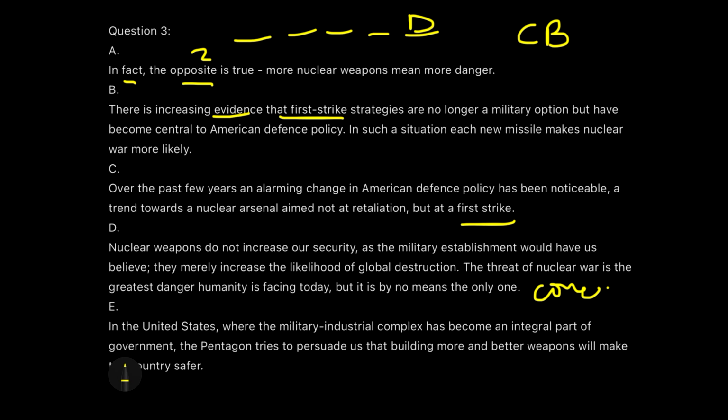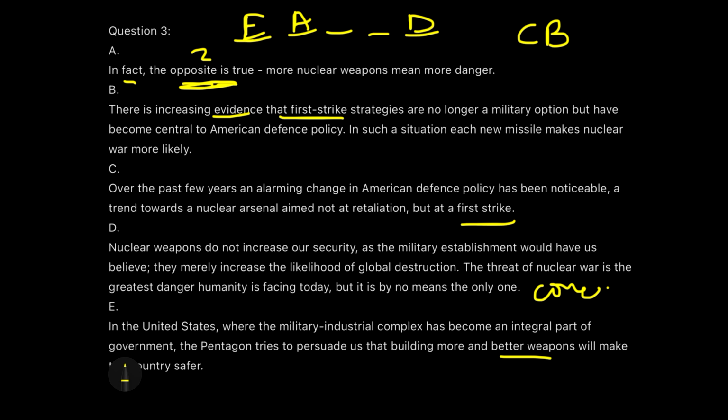Now, in the United States, where the military-industrial complex has become an integral part of the government, the Pentagon tries to persuade us that building more and better weapons will make the country safer. Of course, the country is trying to persuade people. In fact, the opposite is true. So that means I can start with E, stating that the country is asking us to invest more and more in the nuclear weapons. But the author's point of view says that it is in fact the opposite. So I got EA connected to each other in the first and the second place, and I have D at the end.